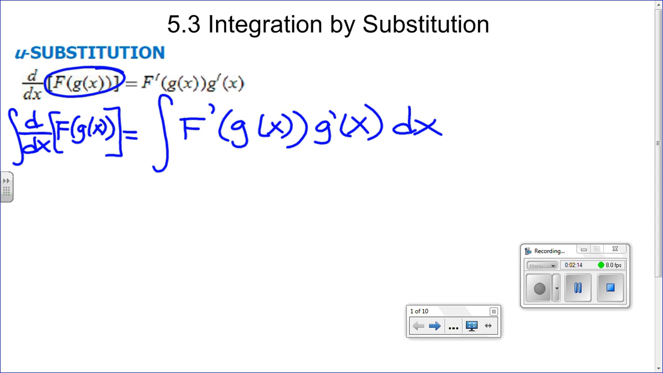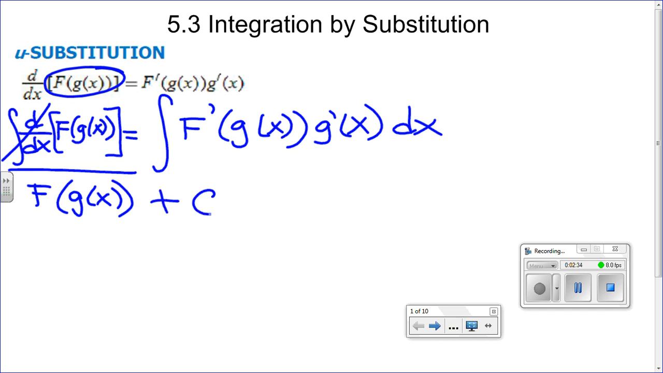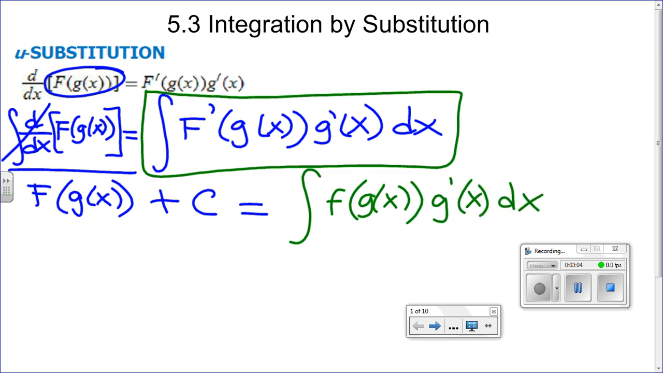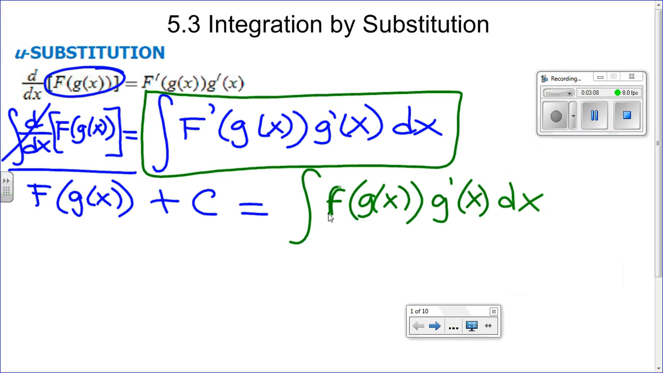Okay, so here what will happen, derivative and integral will undo each other. So then we could just say that the answer for this side will be f of g of x plus c. Remember how that constant is important. Now here on this side, while we take the integral, we will get the following. And that's going to be the integral of f prime of g of x, g prime of x, dx. So the only thing that I've changed here is just the notation.